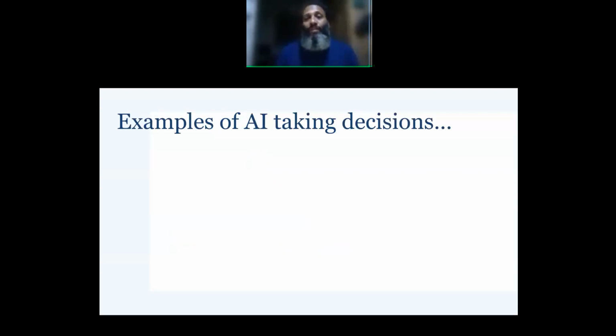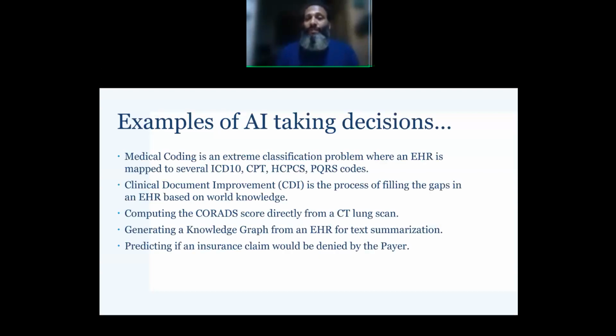Right, some examples of AI taking decisions. So how do you code a medical chart into diagnosis codes, procedure codes, and whatnot? This involves a lot of knowledge. You need to understand the text and make decisions based on the text that you saw. Second is clinical document improvement. So you are trying to bridge the gap. If something is missing in the text, you are typing that content. Which again requires you to comprehend the text, understand the gaps, and provide inputs for the gaps. RPA cannot solve these problems.